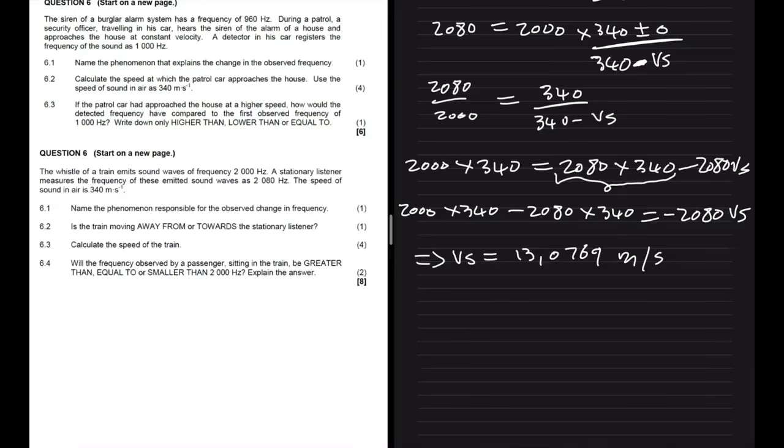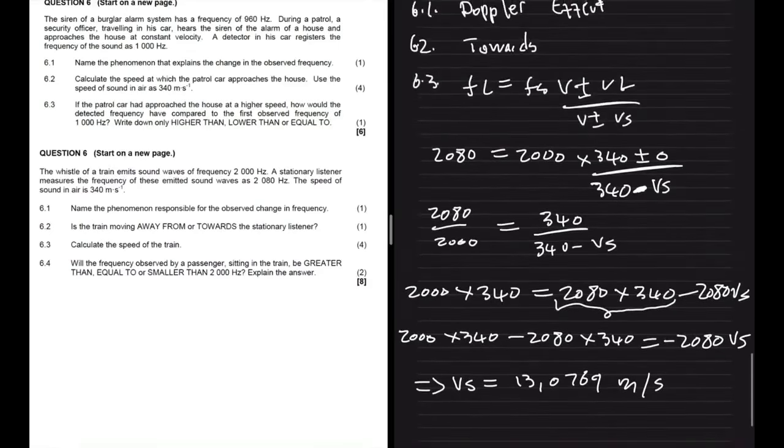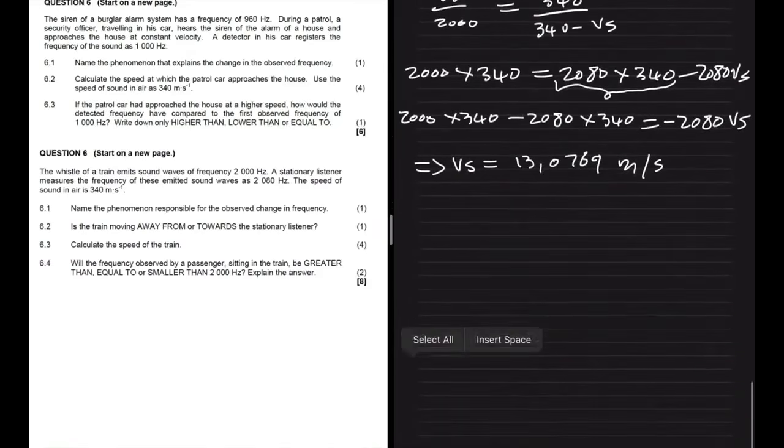6.4 says, will the frequency observed by a passenger sitting on the train be greater than, equal to, or smaller than 2000 Hz? Explain the answer. Will the frequency be observed by a passenger? Oh, okay, the passenger is in the train. Yeah, interesting question.